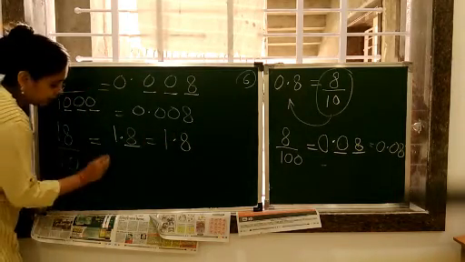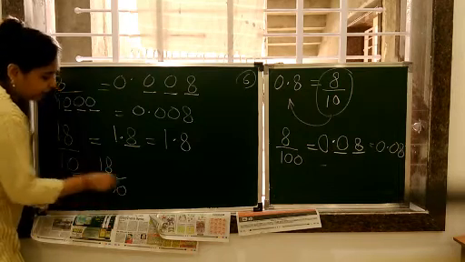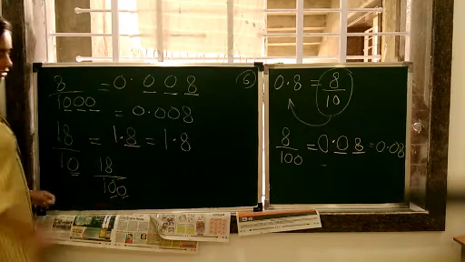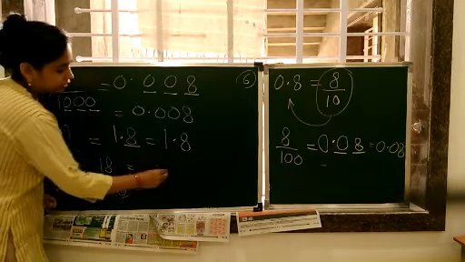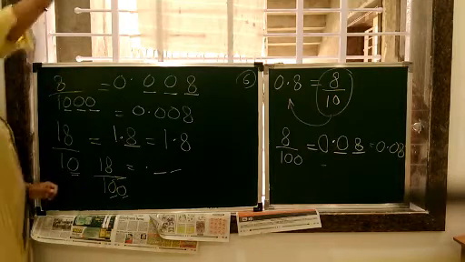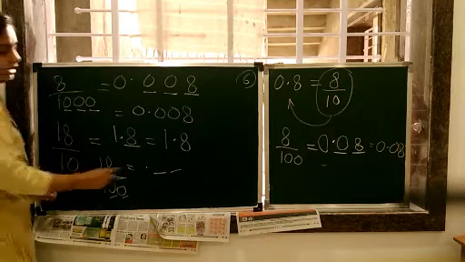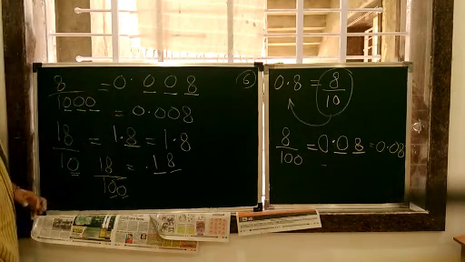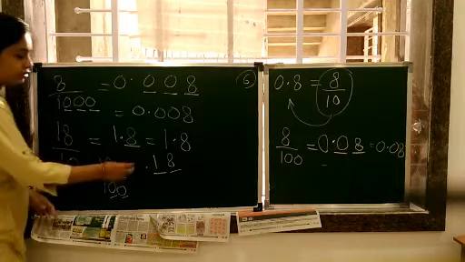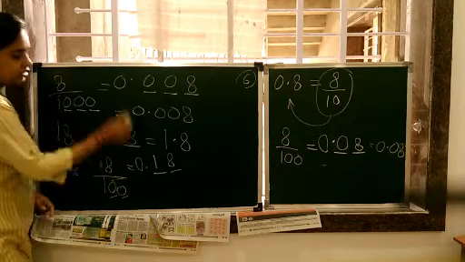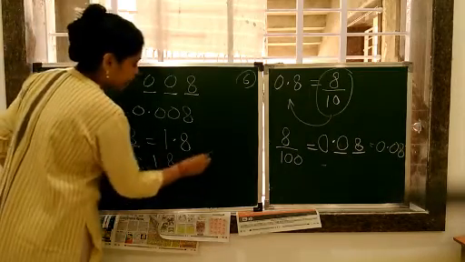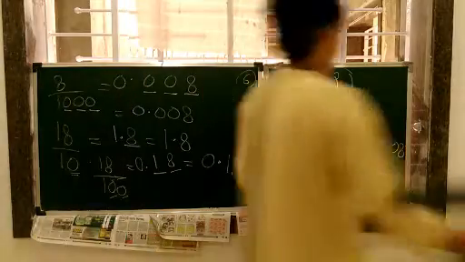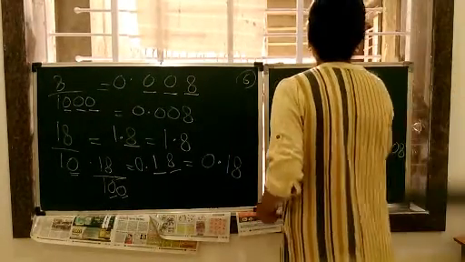So what is your answer? 1.8. Now if it is 18 by 100, 18 by 100 means how many places, children? 2 places. So after the decimal, you need 2 places. From the right side, what is the number here? 8. So it will come here. Then what is the next number? 1. Because the number is there, we will put the number instead of putting 0. Now nothing is here, so what to put here? We put a 0. So the answer comes out to be 0.18. Okay? 0.18.